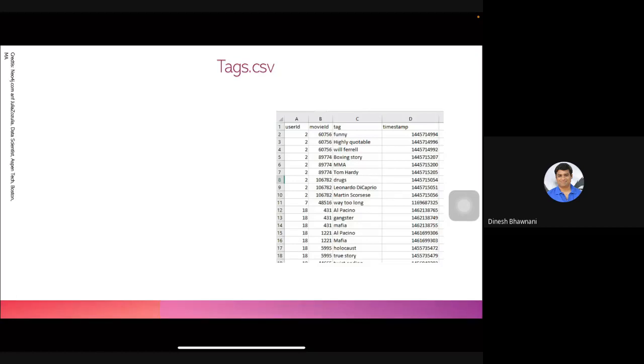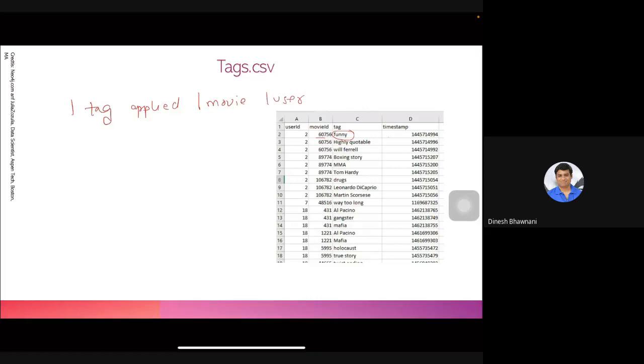We'll first see in the current case tags.csv. What does it represent? It represents one tag applied to one movie by one user. So these are the tags. Each tag has been applied by a user on a movie ID at a given time.